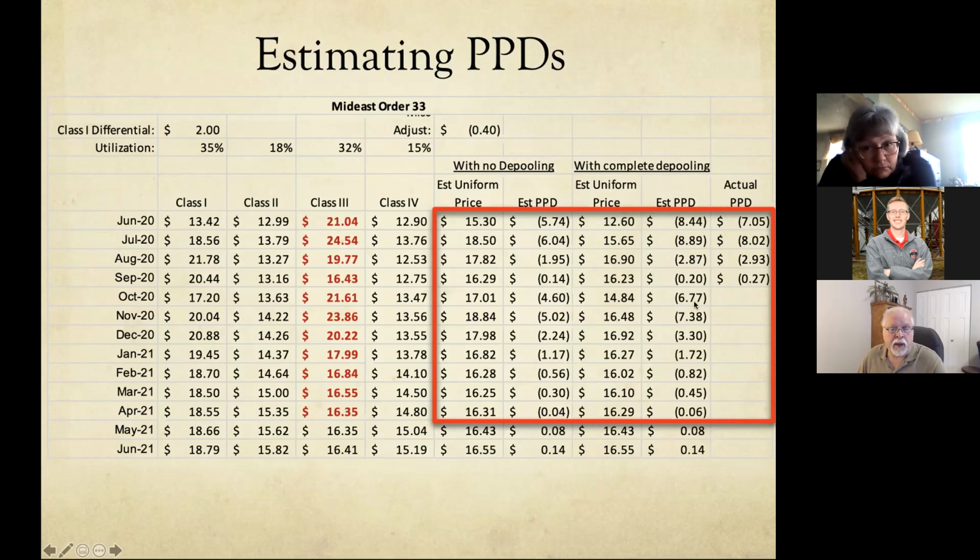Same thing here. But I want you to notice that I'm estimating negative PPDs right on through. This is based on futures market prices, mind you, for class 3 and 4, and estimating class 1 and 2 prices. So I'm estimating negative PPDs for quite a few more months, at least until we get into the late winter months around February and March. At that point in time, there may not be as big an incentive to depool. So that's one of the things you get.